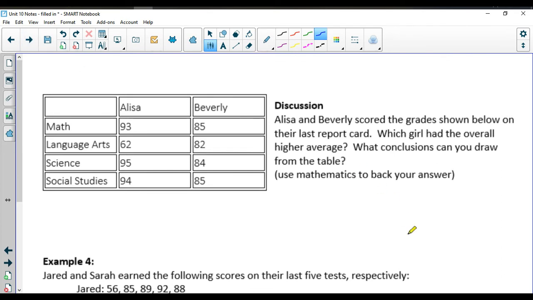So this is just a discussion question. Alyssa and Beverly scored the grades shown below on their last report card. Which girl had the overall higher average? What conclusions can you draw from the table? So real quickly, it's pretty easy to calculate an average. So we can go ahead and do that.